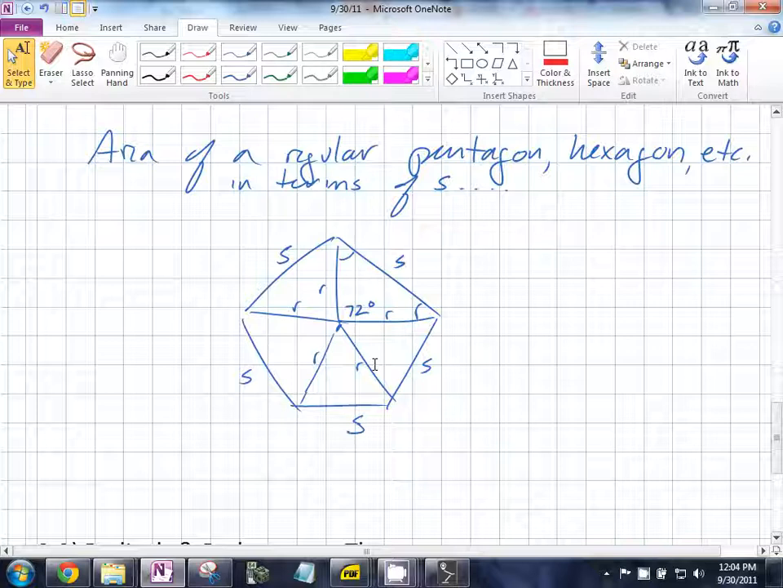If you found this height, would you be done? If you found that height in terms of S, would you be done? Yeah, because if you have height and base, what can you find? And then you multiply it by 5. So if you found H in terms of S, you would be done. The question is, how do you find H in terms of S?